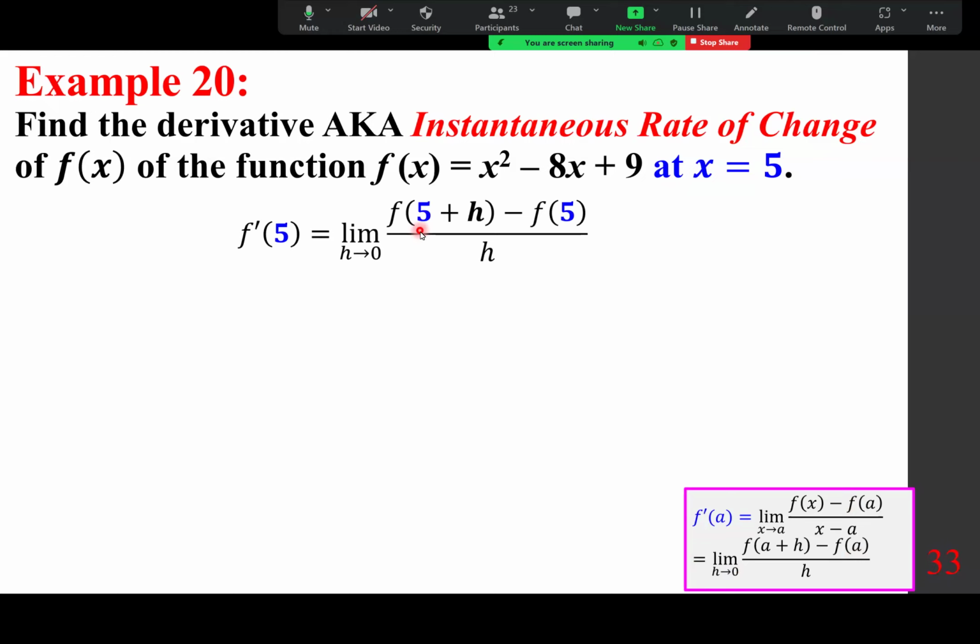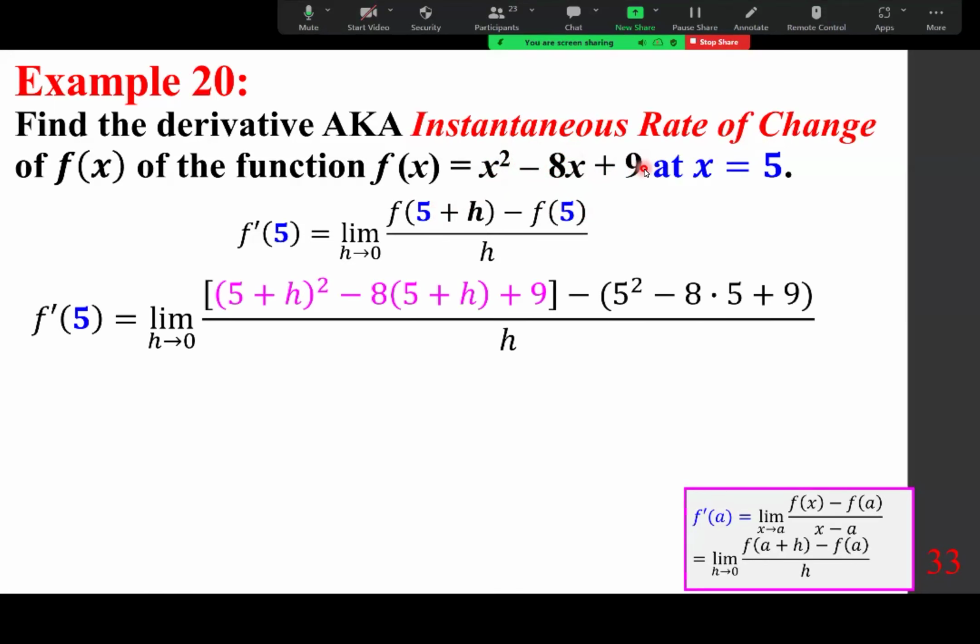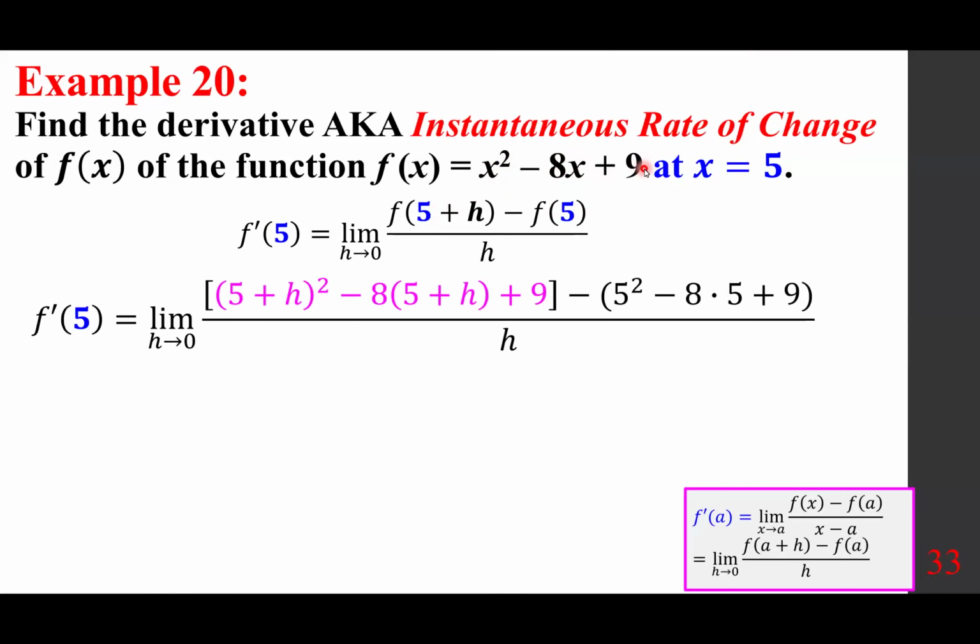All we have to do is evaluate the numerator and simplify. We will get 5 plus h squared minus 8 times 5 plus h plus 9. And then we plug in 5 squared minus 8 times 5 plus 9. That's the numerator. Now, I'm assuming nobody has any problem with that. Pretty straightforward.